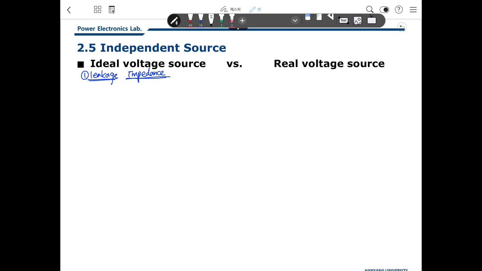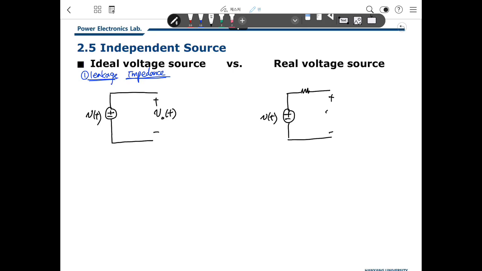When you draw the ideal voltage source in this way, this is the voltage, we draw this as Vt, then we can define this as VOT. And for the real voltage source, it is the same voltage source Vt, but there is some resistor in here, so this is VOT. There is some leakage.